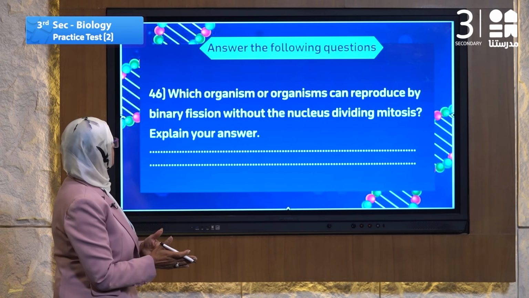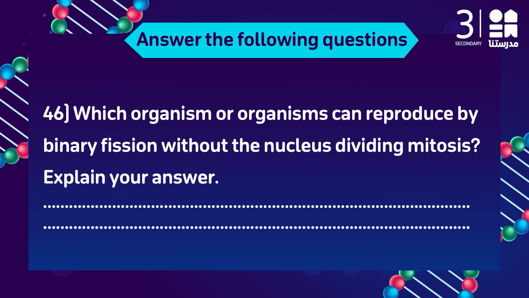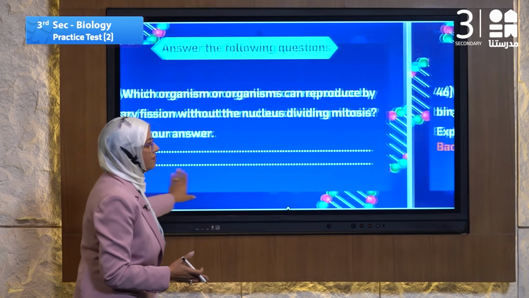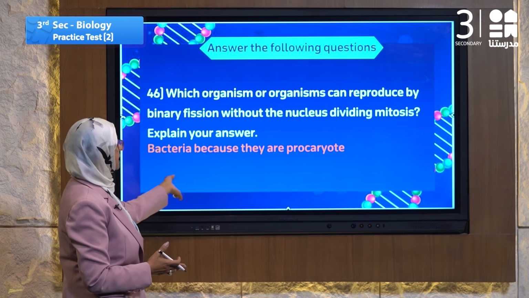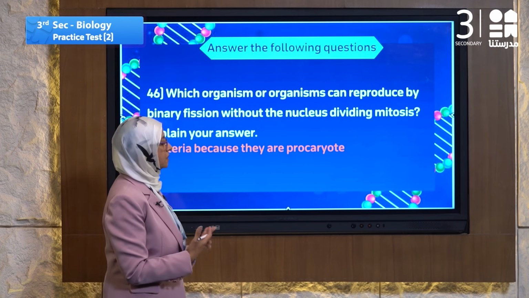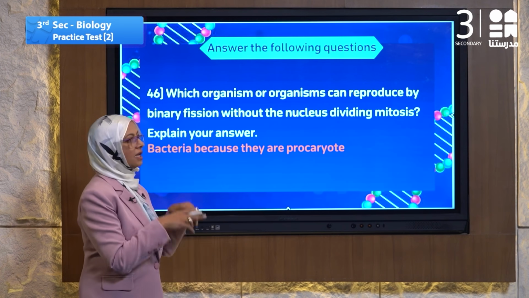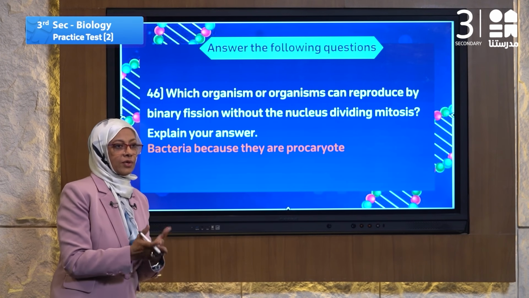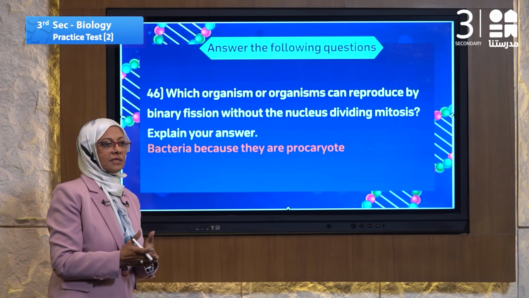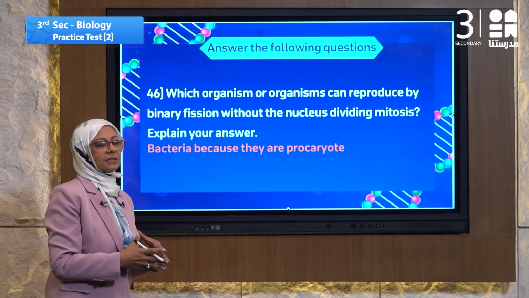The last question: which organism or organisms can reproduce by binary fission without a nucleus? Binary fission without a nucleus means it's a prokaryote, not dividing by mitosis. Explain your answer. That means bacteria, because they are prokaryotes without any nucleus envelope. That means the genetic material swims in the cytoplasm.